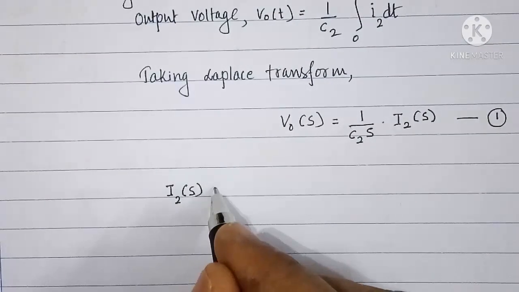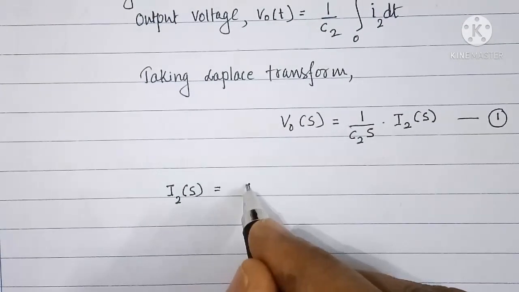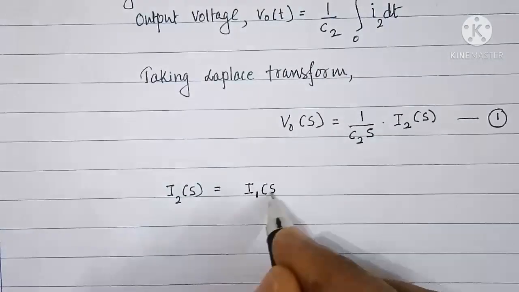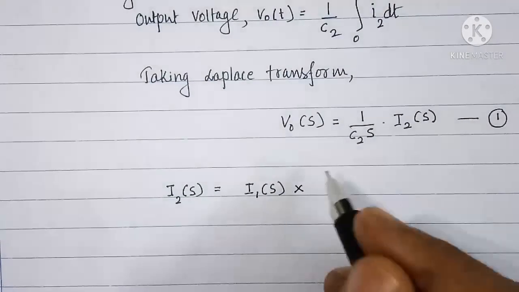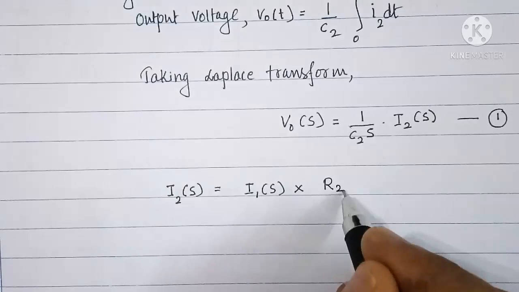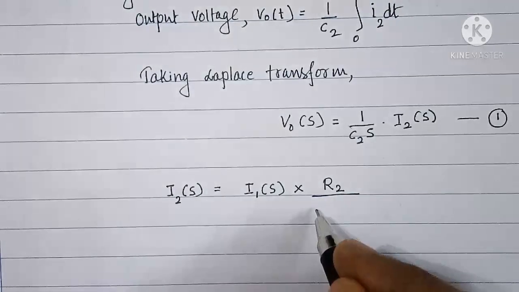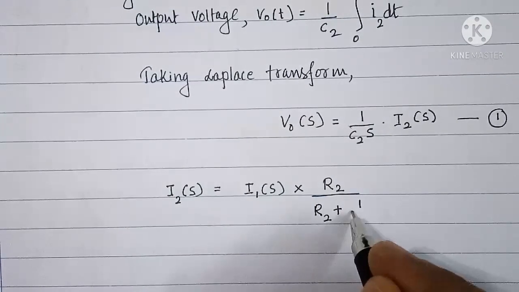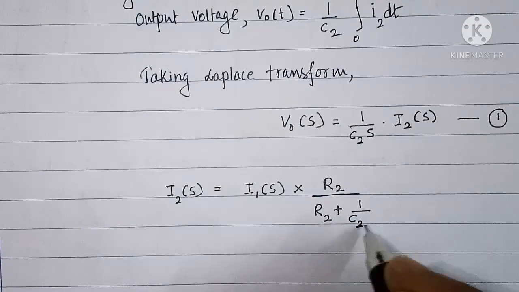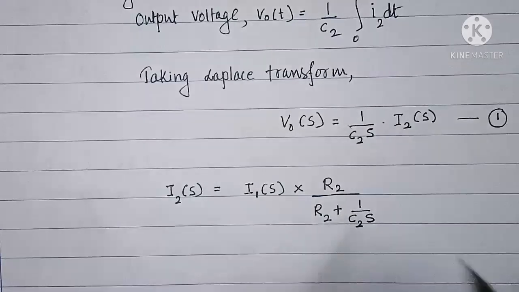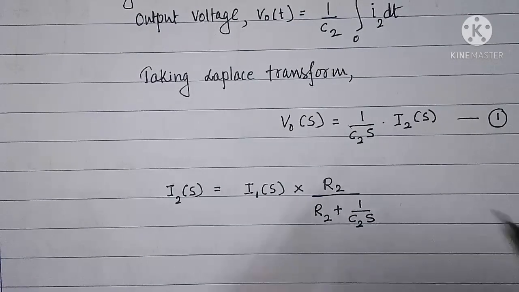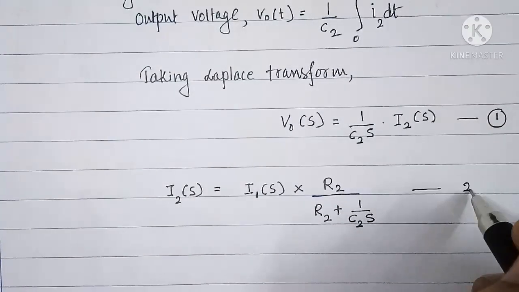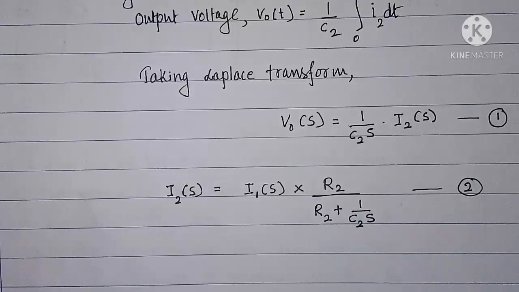I2 of S equal to I1 of S into R2 divided by R2 plus 1 by C2S. Now let us call this equation 2.